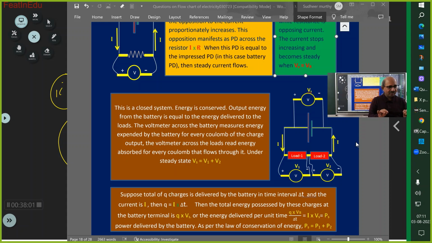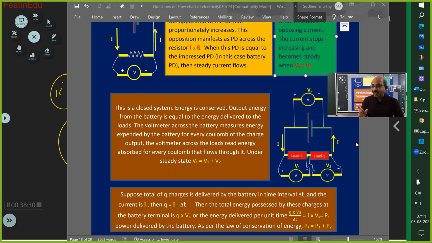Understood now? Yes, sir. Don't get confused. Total energy given by the source is equal to energy absorbed by load 1 plus energy absorbed by load 2. Whatever energy is given by the source is equal to energy absorbed by load 1 plus energy absorbed by load 2. Correct? But what does a voltmeter do?